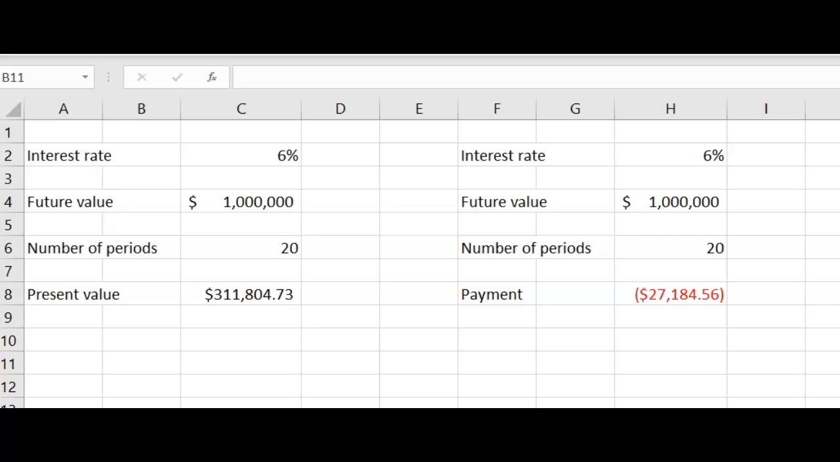All right, let's demonstrate just a couple Excel functions and talk a little bit about the time value of money. The time value of money is basically based on the concept that $1 today is worth more than $1 in the future. Now, you all know that because you recognize that the purchasing power of $1 goes down over time, right?